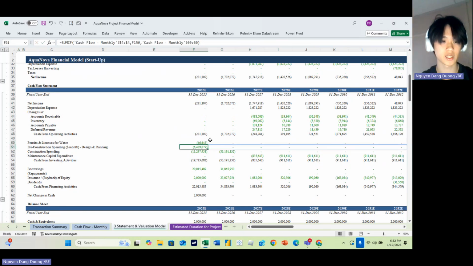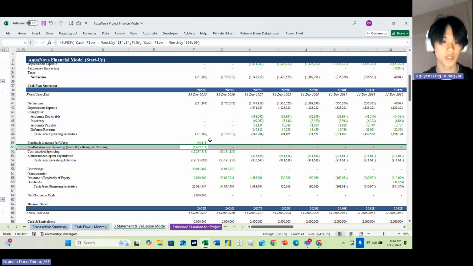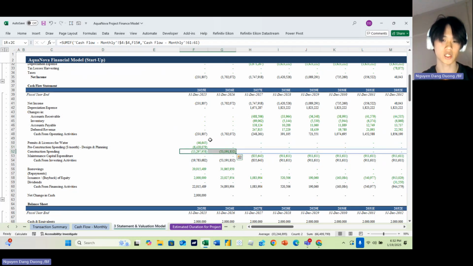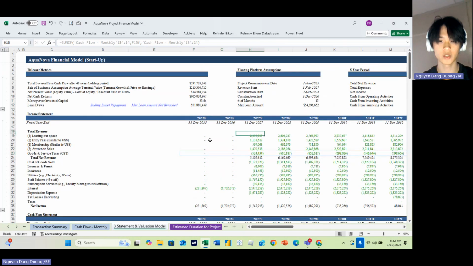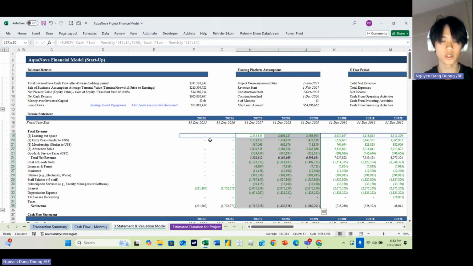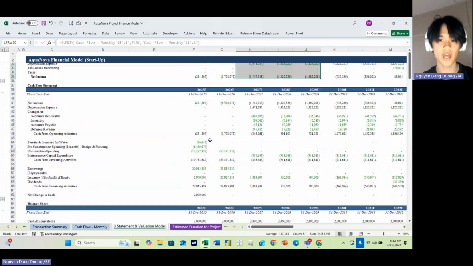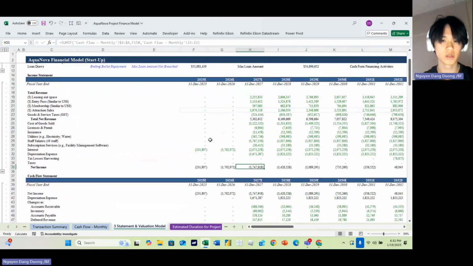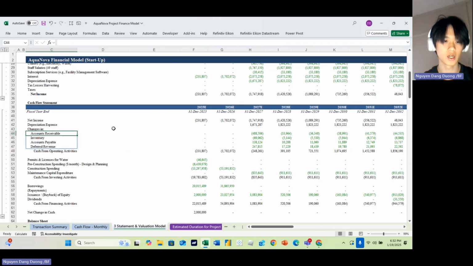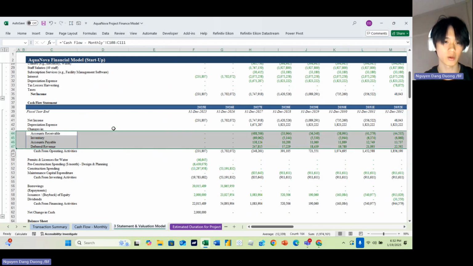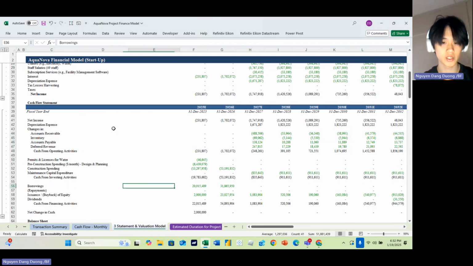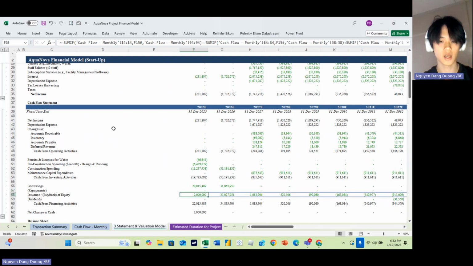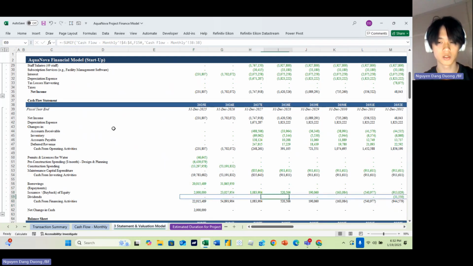We invest in permits and licenses for our floating platform, our pre-construction spending, and our post-construction spending over here, and our revenue only starting in 2027. And with this we also take into account accounts receivables, net working capital items, borrowings and repayments right here, and also even dividends after a certain point in time.